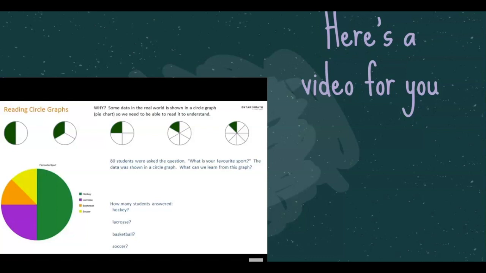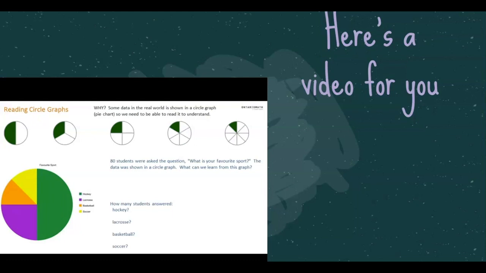Well, some data in the real world is shown in a circle graph. It's also known as a pie chart. So we need to be able to read it to understand. Whether it's in the newspapers or on the internet or on TV, sometimes you'll be presented information that looks like this. And so you need to be able to read it to figure it out.